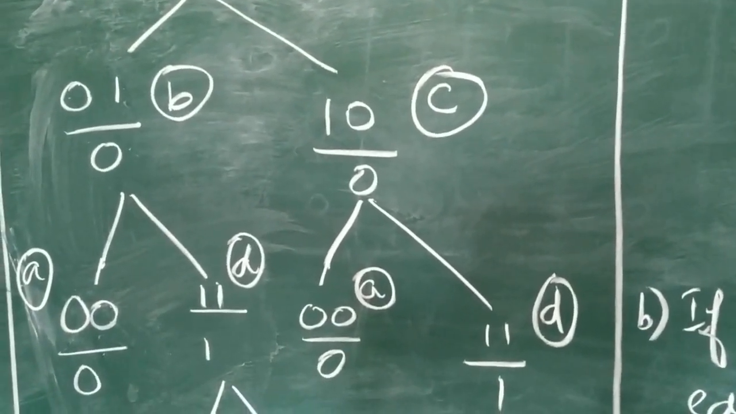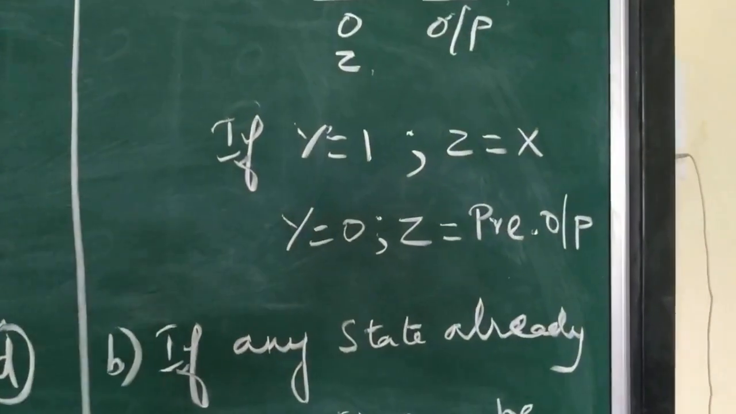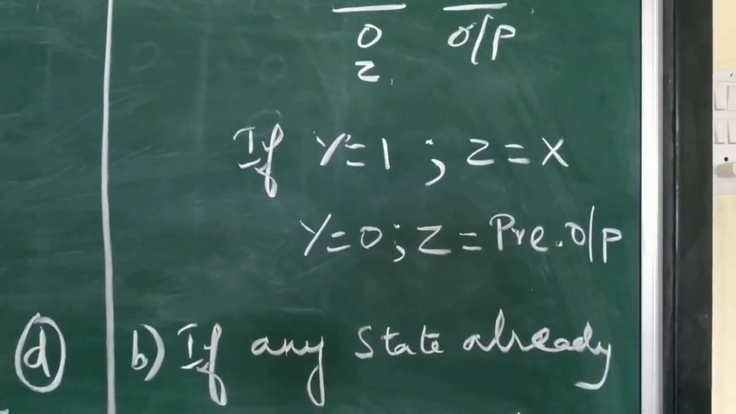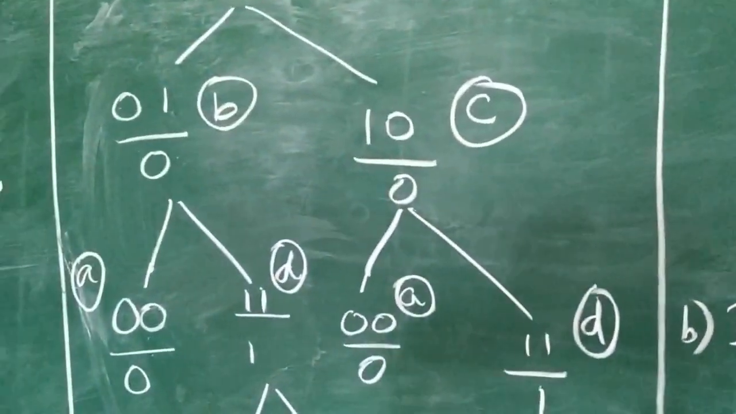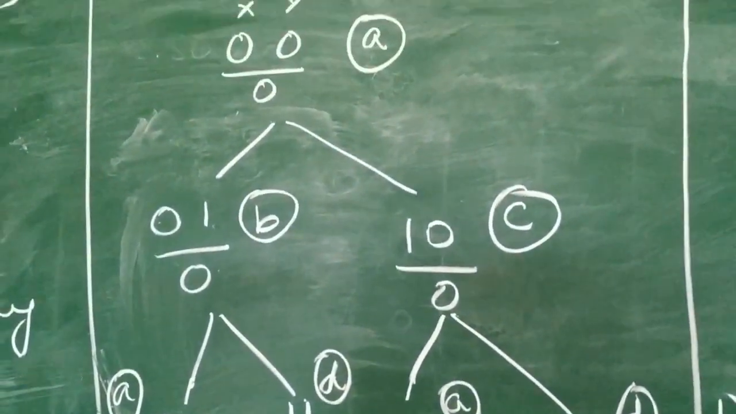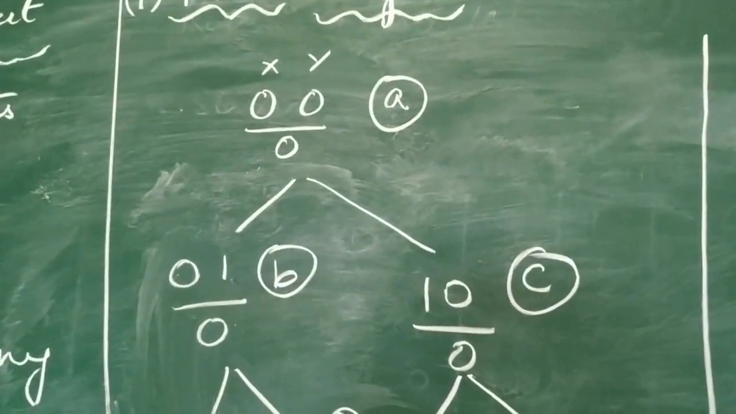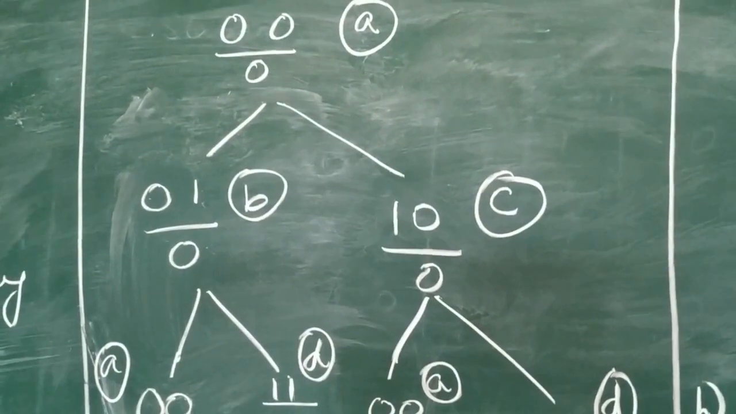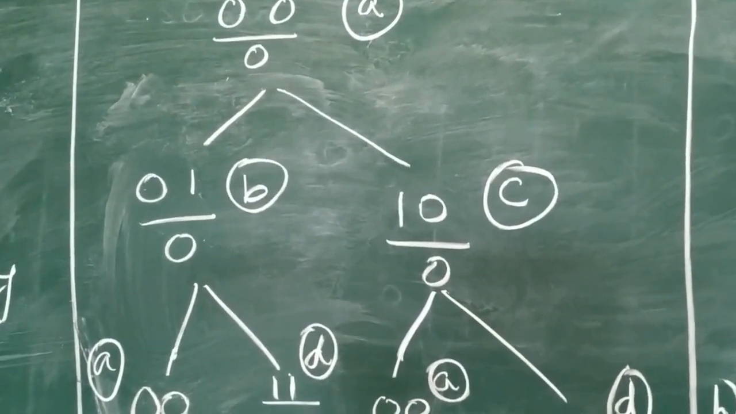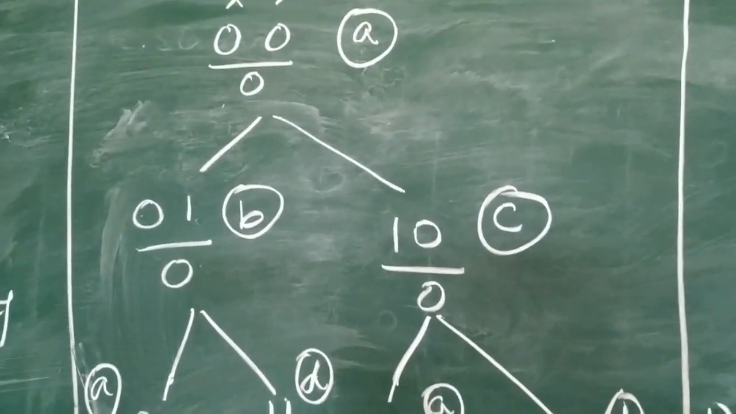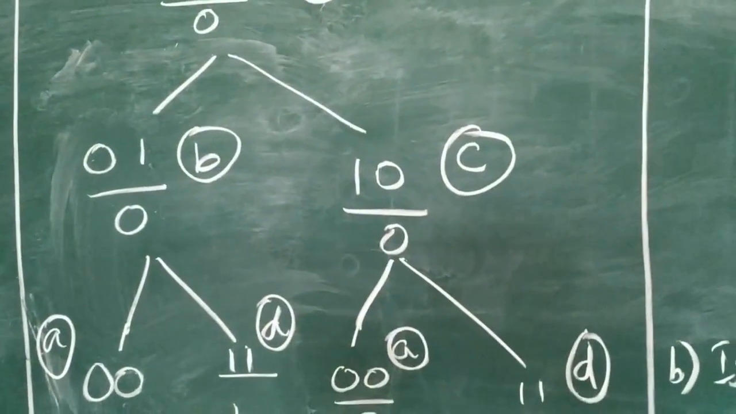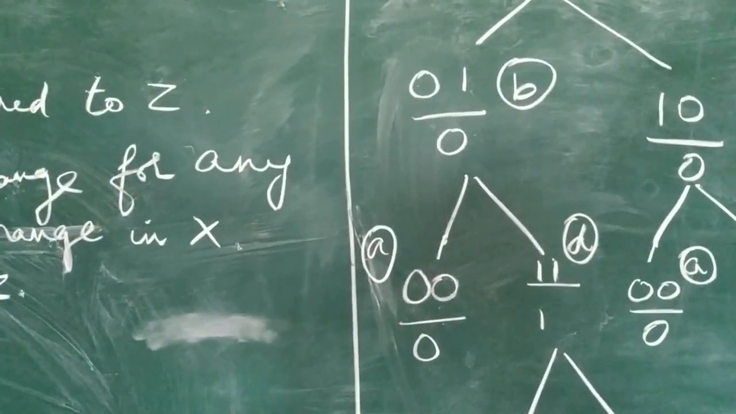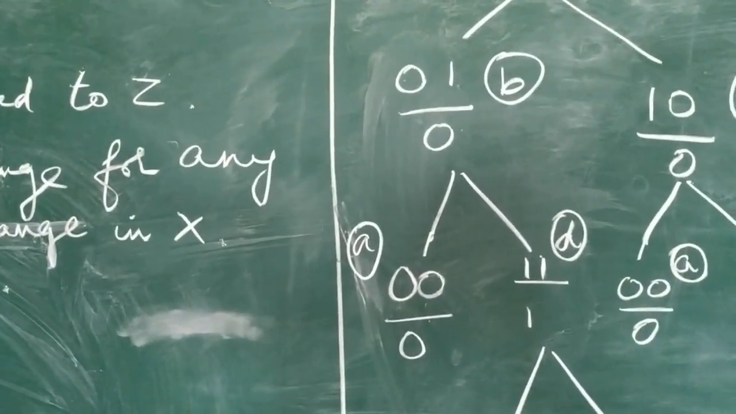Similarly, coming to this state, here x equal to 1, y is equal to 0. So what is going to be the output? Look into the problem statement. When y is equal to 0, z is equal to the previous output. What is the previous output here? It is in the A state, that is 0. So for a value of x equal to 1, y is equal to 0, the output z is 0. It is the previous state output, that is 0. Okay. Now coming to the B, that is your state 0, 1 by 0.